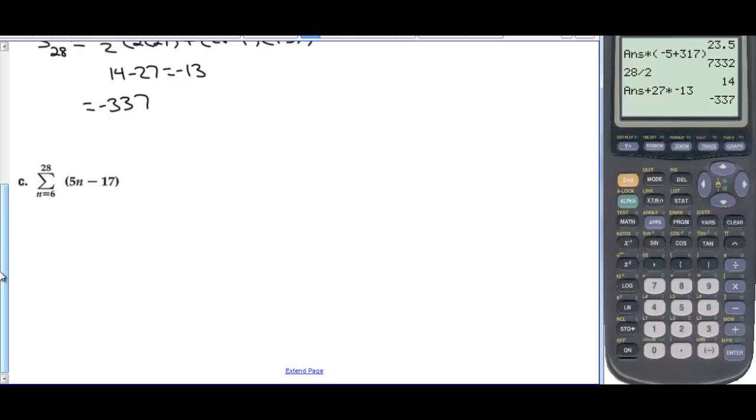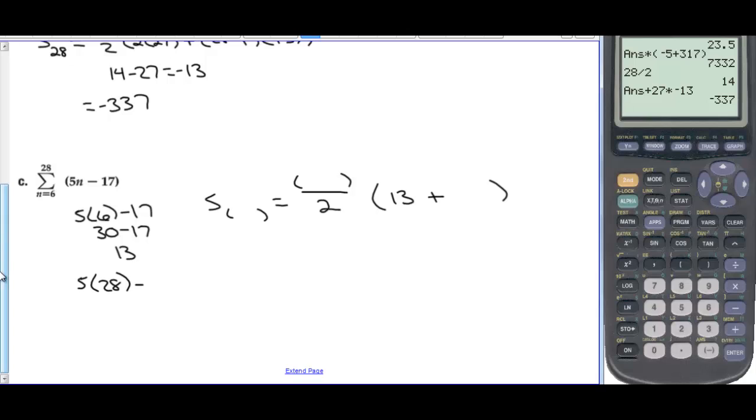In the last one, we need to find the first term. So the first term is 5 times 6 minus 17. That's 30 minus 17. That is 13. So the very first term we have in this series is 13. So S sub something is equal to something divided by 2 times 13 plus, that's the first term, and now we need the last term in the series, which is 5 times 28 minus 17, which is equal to 123.